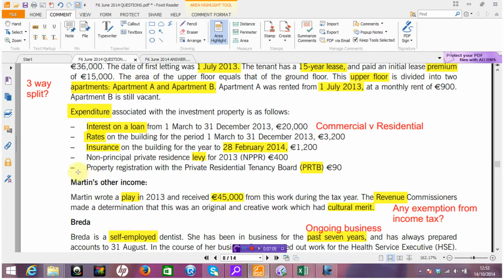We've got 1 or 2 other expenses here. We just got to remember whether or not they're allowable or not. We'll have a look at those when we look at the answer.